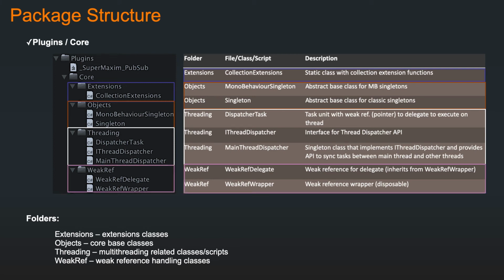Weak ref folder under Core folder contains classes for handling weak reference technique. Weak ref wrapper is a facade class, or wrapper, for .NET's weak reference class. Weak ref delegate class allows weak reference delegate.